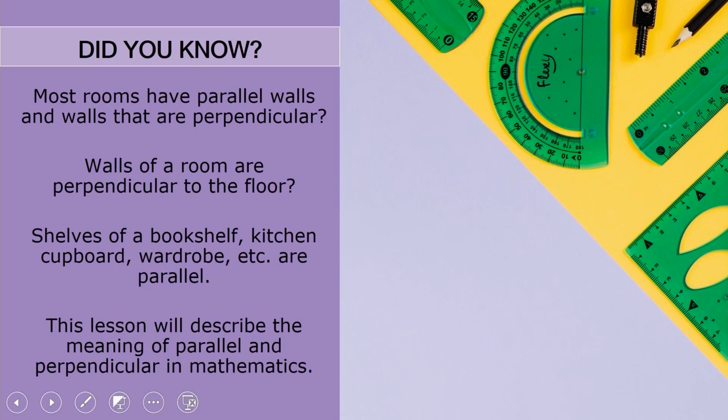Let's start off our lesson with a did you know. Did you know that most rooms have parallel walls and walls that are perpendicular? Walls of a room are perpendicular to the floor. Shelves of a bookshelf, kitchen cupboard, wardrobe, etc. are parallel. This lesson will describe the meaning of parallel and perpendicular in mathematics.